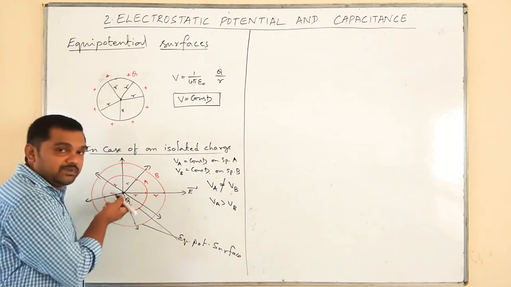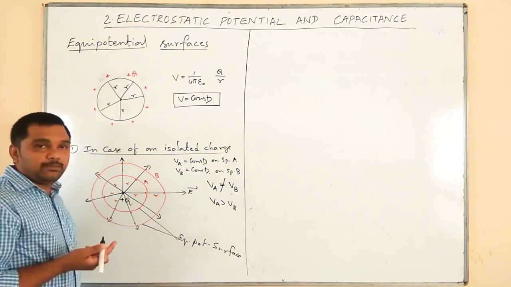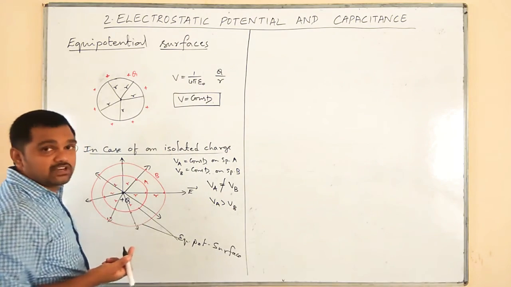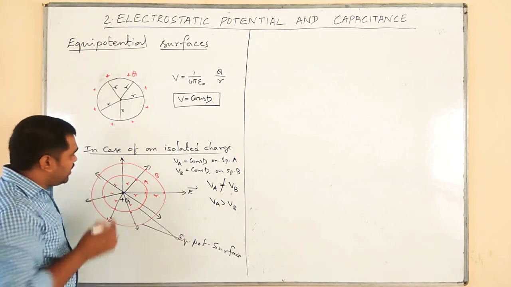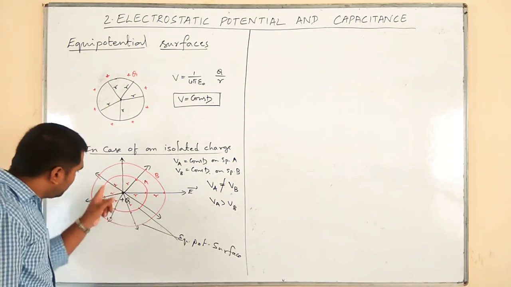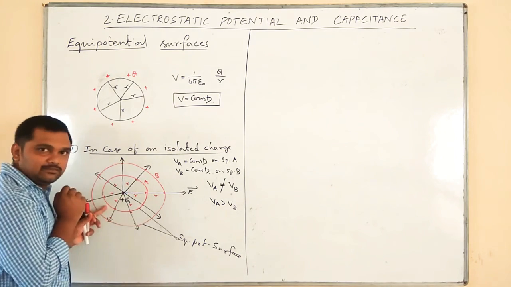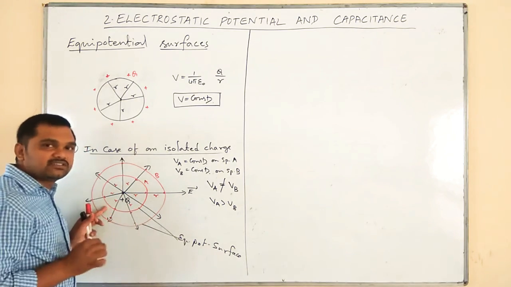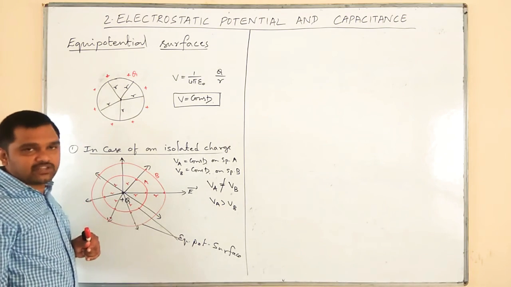Electric potential on sphere A is greater than electric potential on the surface of B, because of this inverse proportionality. V is inversely proportional to R. Less is the R, more is the potential. What the concept of equipotential surfaces says is that on sphere A, the potential remains constant everywhere. Similarly, on sphere B, the potential remains constant everywhere. Therefore, these two are equipotential surfaces.